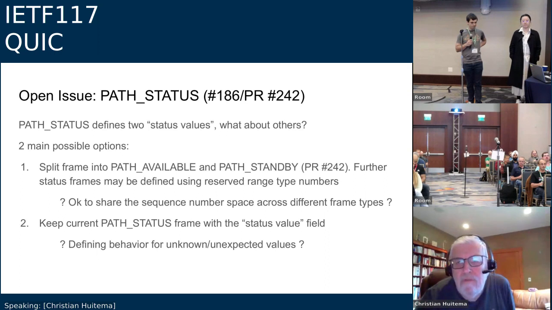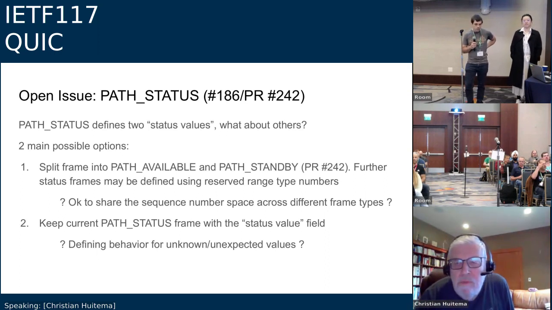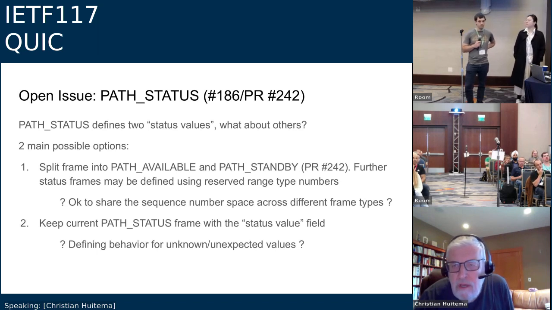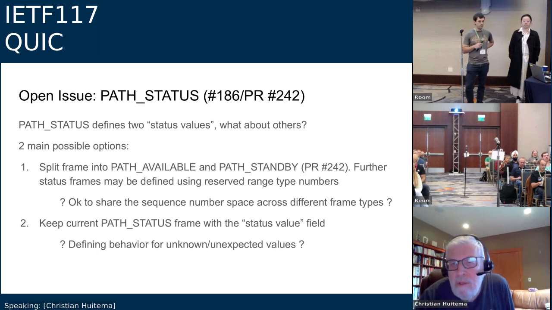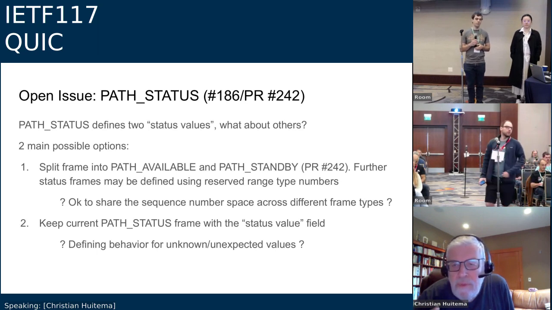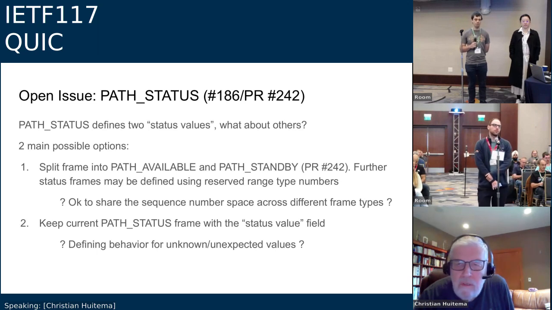The main advantage of using multiple frames is that we do not have to create a specific registry of path status for the IANA. So it's slightly better, because it means less administrative burden for the IANA. The only question is that you do have to maintain this sequence number across all these frames so that they get it right. That's the only constraint.